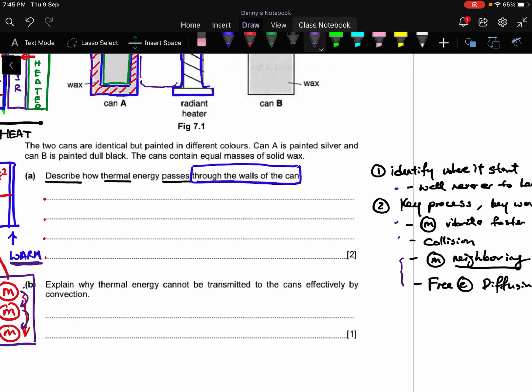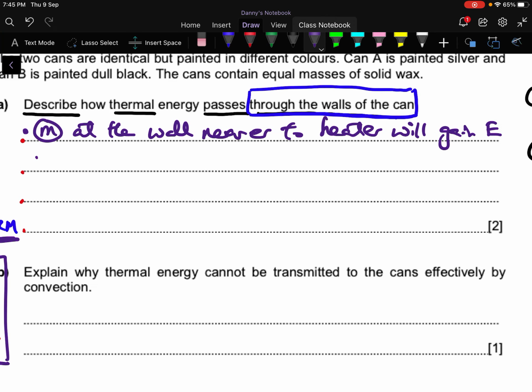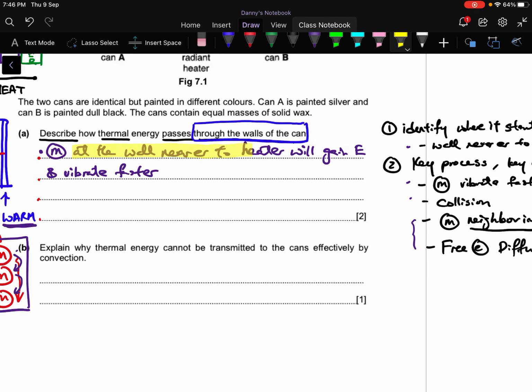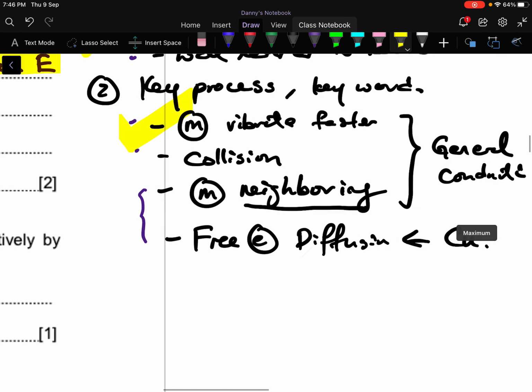With this, you start saying, okay, first I need to talk about point one, where it starts. So I will say, the molecules at the wall nearer to the heater will gain energy and vibrate faster. Oh, maybe I must say where first. So the molecules at the wall nearer to the heater will gain energy and vibrate faster. Once I write this statement, I already have where it starts, and I have the key point, gain energy and vibrate faster.